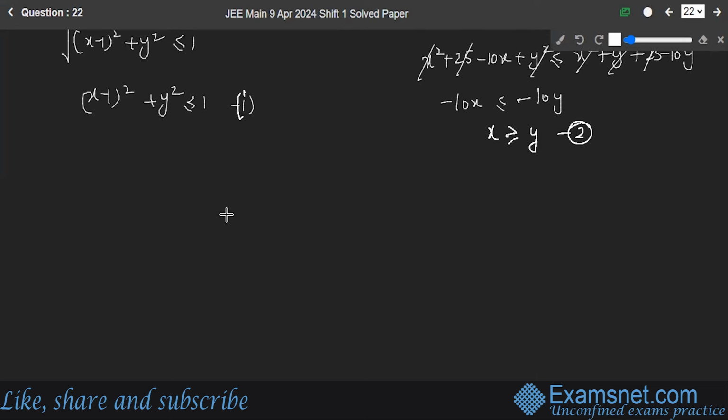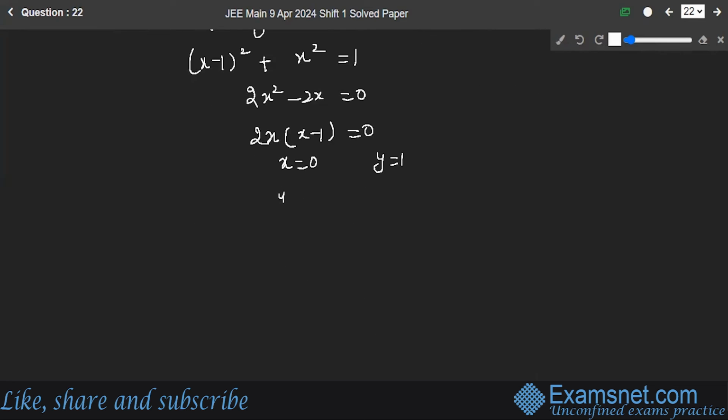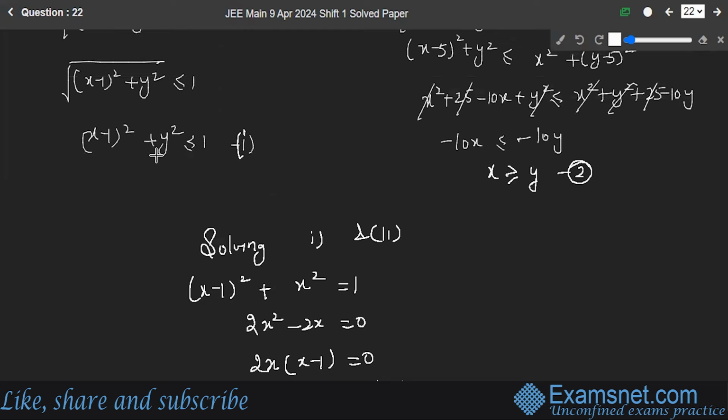Right, solving both of them, 1 and 2, you will have x minus 1 whole square plus x square is equal to 1, which gives you 2x square minus 2x is equal to 0, or you'll have 2x outside, x minus 1. This gives you either x is equal to 0 or x is equal to 1. So that means in this case, y will be equal to 0 and here y will be equal to 1. See, very first one, this was equation of a circle and this is equation of the straight line.